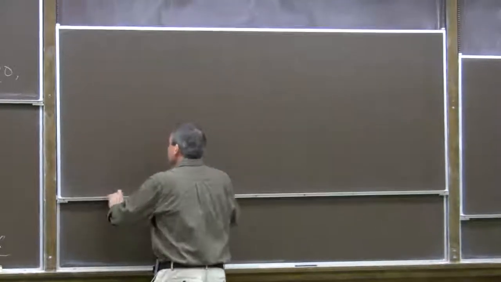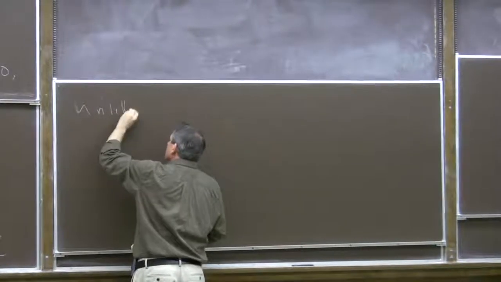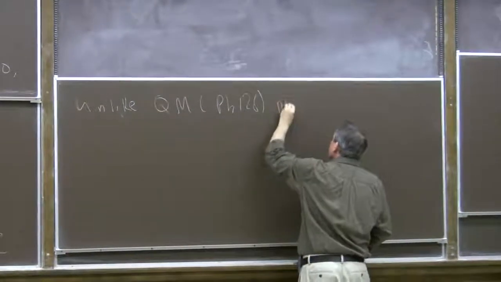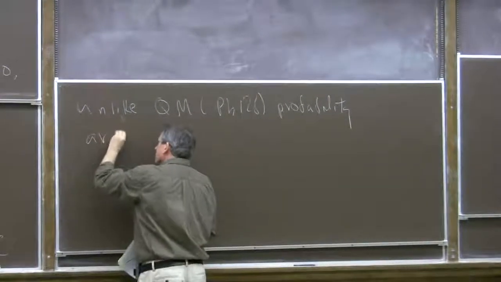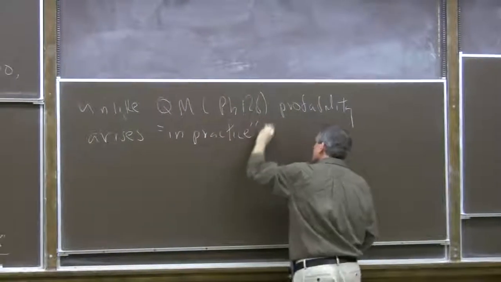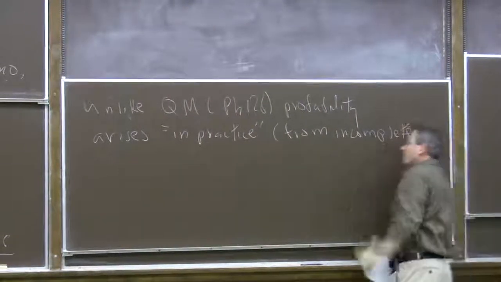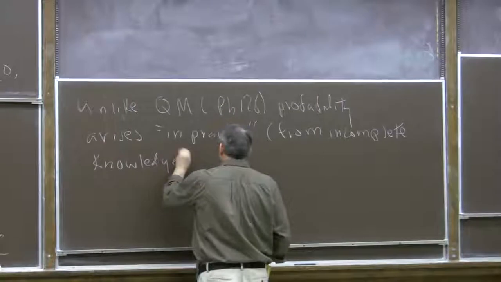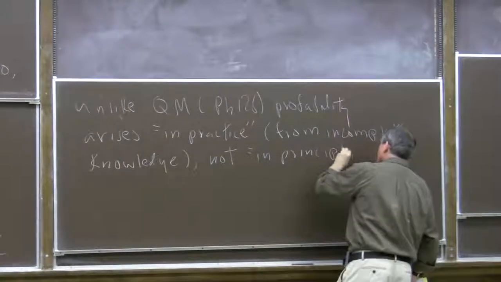So I'll just say, unlike quantum mechanics, as in Physics 12b, this probability arises in practice because we don't have complete knowledge of the system's actual state. Not in principle, as in the quantum measurement process.